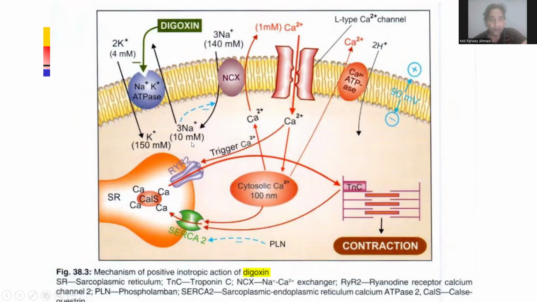Again the same story: again a massive amount of calcium is released from the sarcoplasmic reticulum to the cytoplasm of the cells. Again it activates the actin and myosin, and contraction takes place. And this story is repeating, systole after systole. These are the mechanisms of action of digoxin.